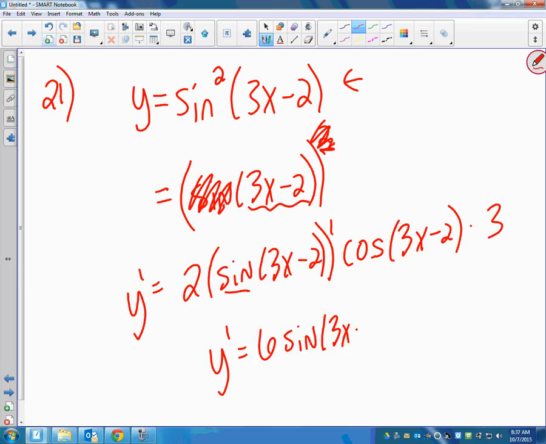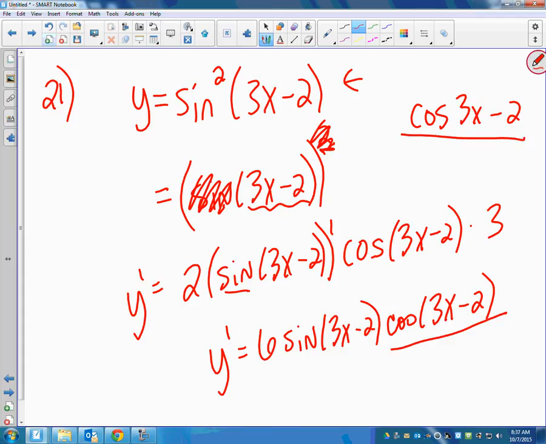Sine of 3x minus 2 times cosine of 3x minus 2. And this is a really good example of why you need parentheses. If you didn't put parentheses around this, cosine of 3x minus 2, right, that's different than this, because if you don't put parentheses around it, then it's cosine of 3x, and then subtract 2 from the whole thing. So really important, especially with addition and subtraction inside trig functions, that you put parentheses around those.